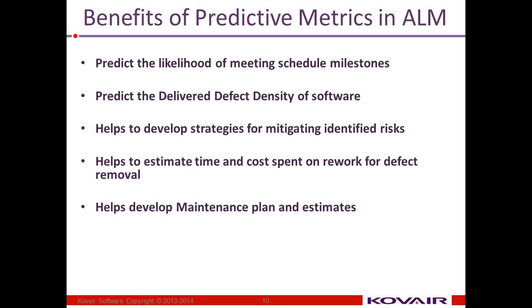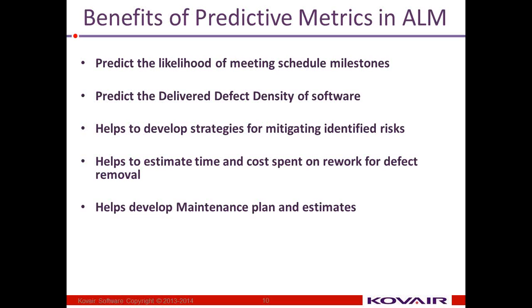Then it helps to develop strategies for mitigating these identified risks. So if the delivered defect density is too high, that's a huge risk for the project, and your customer is not going to like it. So the customer satisfaction measurements are going to suffer badly. It also helps to estimate the time and cost that is spent on rework for defect removal.